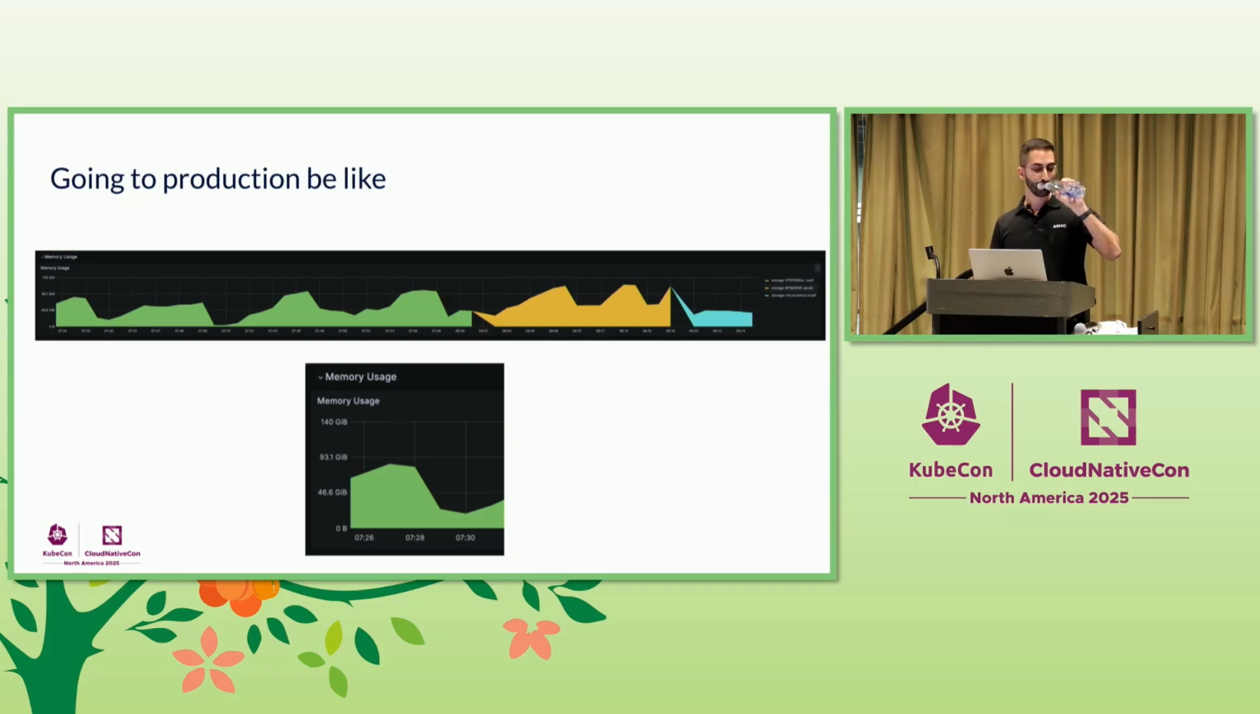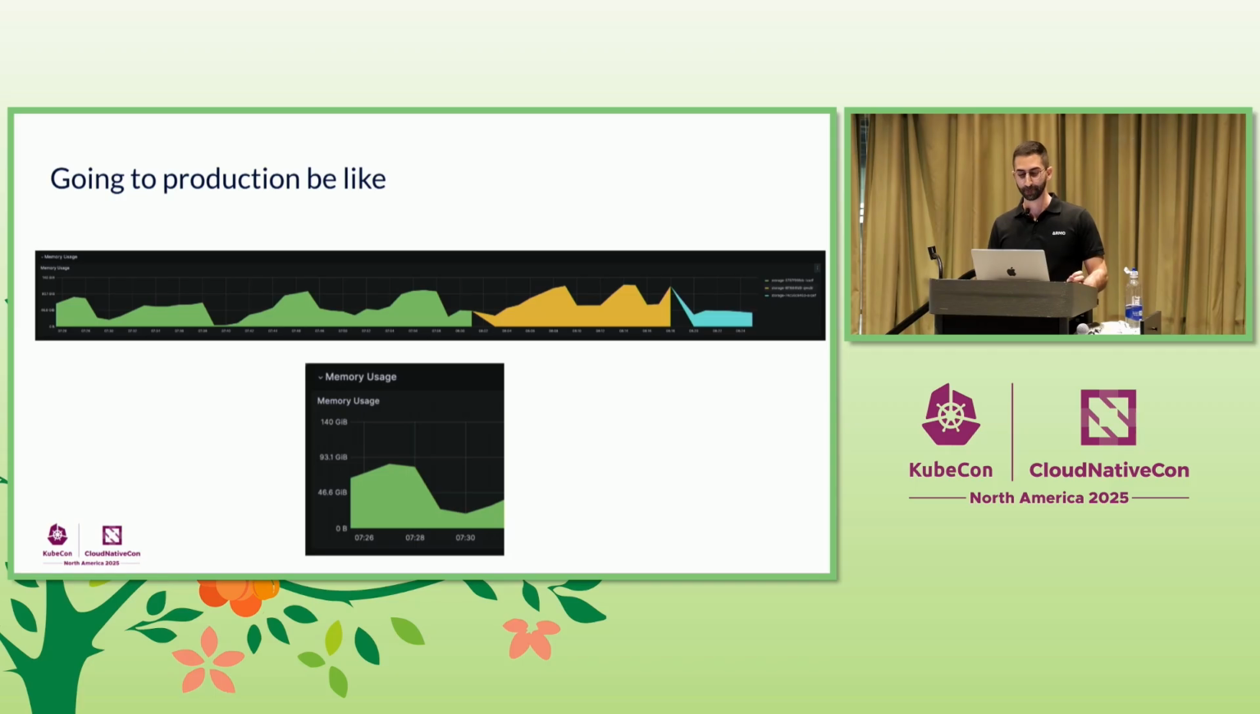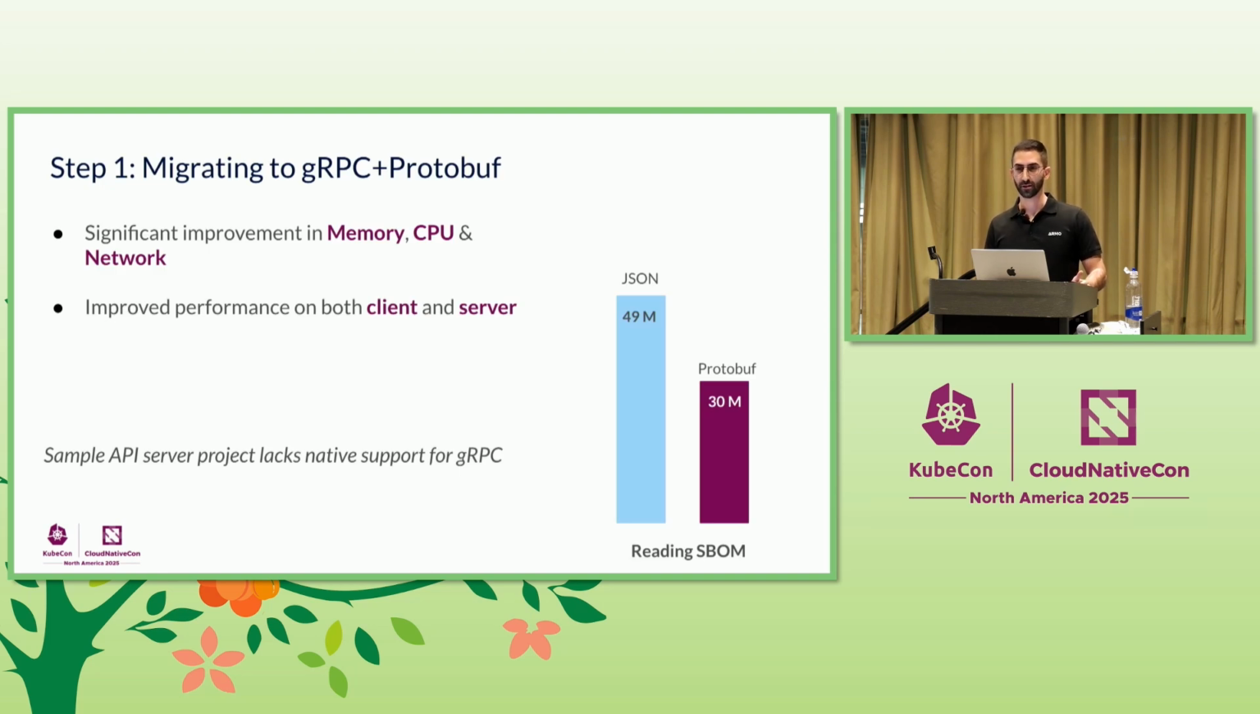So we knew we had to change a few things, and it wasn't one shot. It was a journey. The first step we took was migrating to gRPC and protobuf for the client-server communication. It wasn't very easy, but eventually we managed to do it, and it yielded a significant improvement in memory, CPU, and network, for both the client and the server.